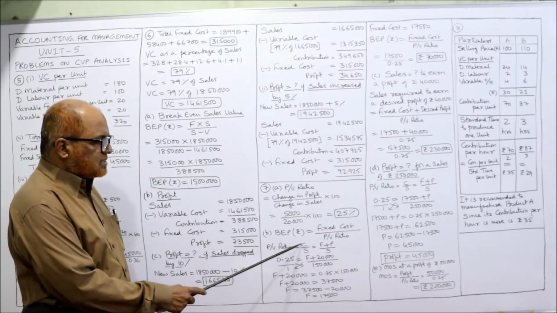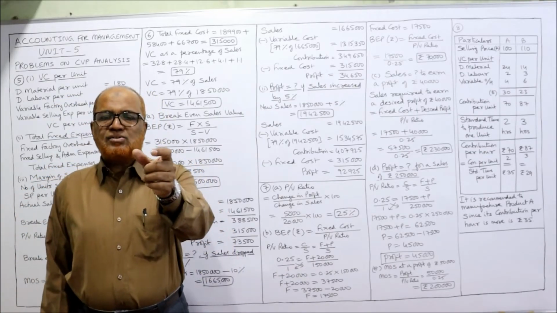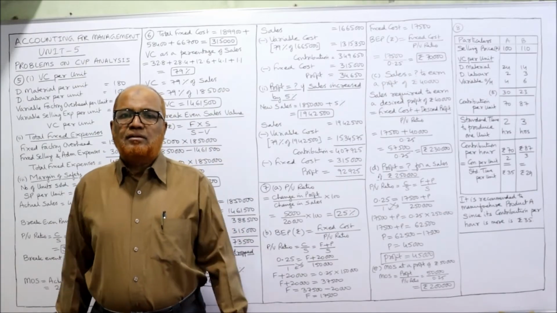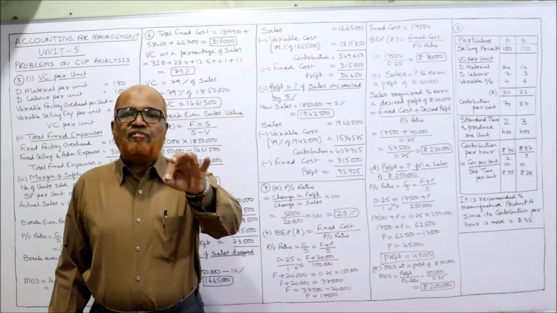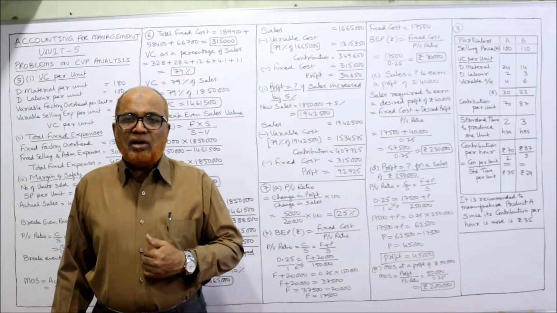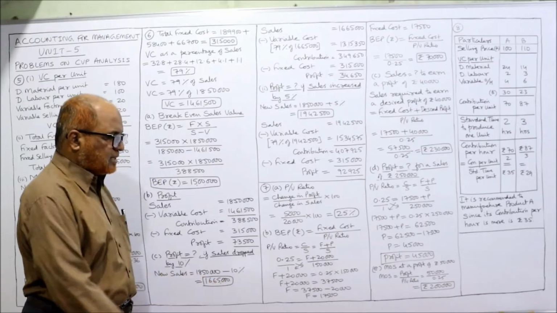So PV ratio formula, C by S. In place of C, we can write S minus V, or we can write F plus P. Anything we can write. But here I apply F plus P. Why? Because I need fixed cost. I want the fixed cost. That's why I'm replacing C here by F plus P, divided by S.